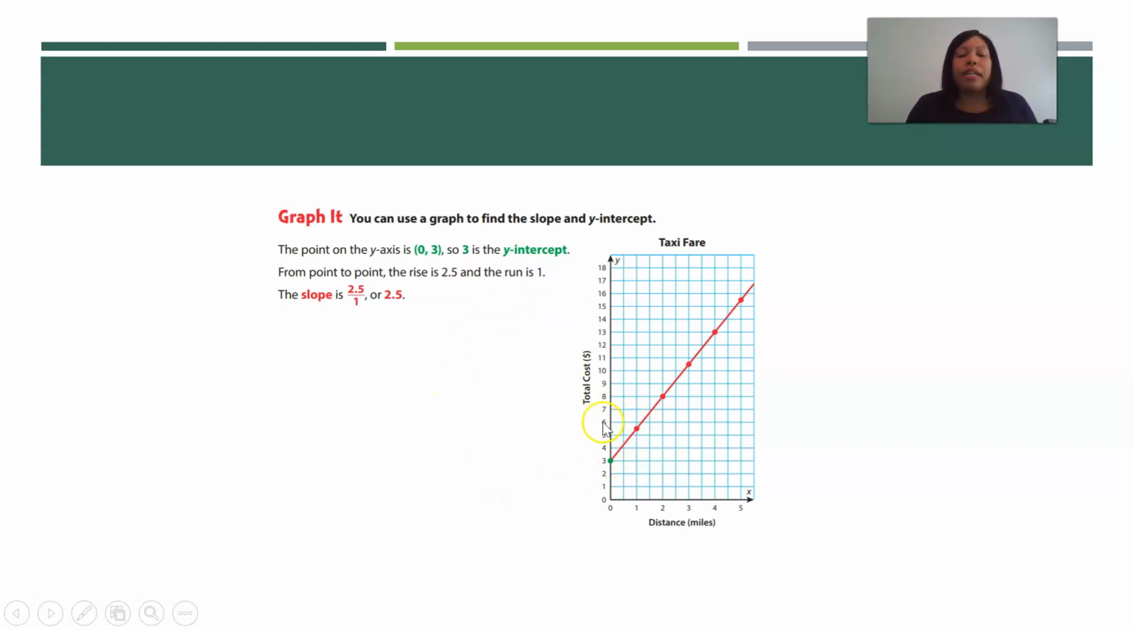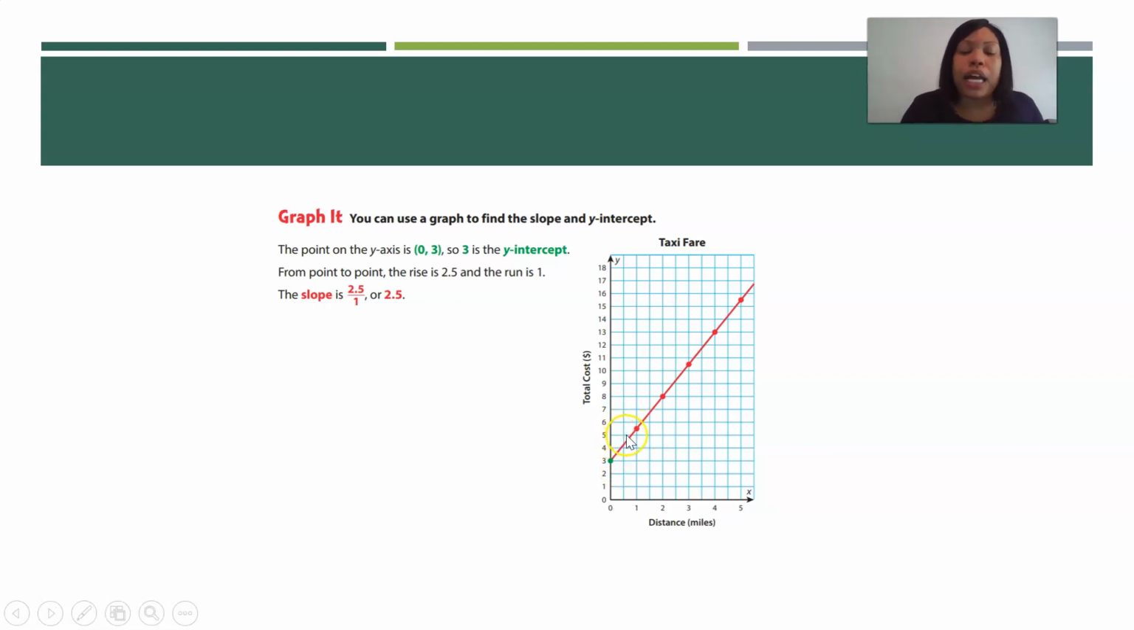Then, going from point to point, I want to see how I got from one point to the other. So if I start at (0, 3), I want to see how much did I go up and how much did I go over. Basically, I went up from 3 to 4, that's 1, 4 to 5, 2. Then I went halfway between 5 and 6, so that's not a full increase. I went up 2 whole and a half, so 2 and a half.